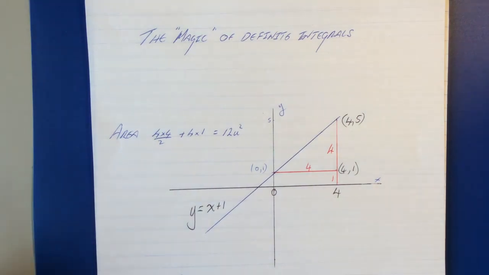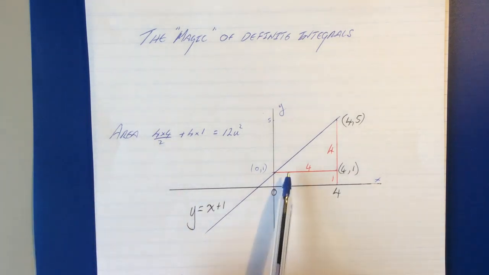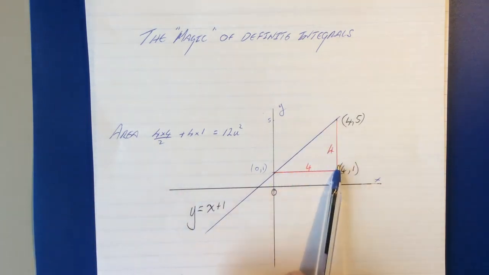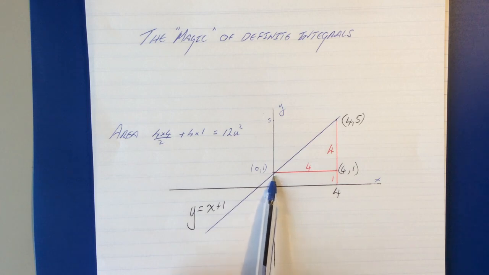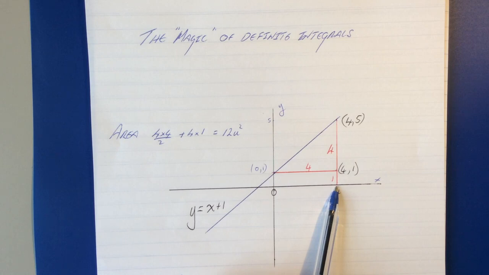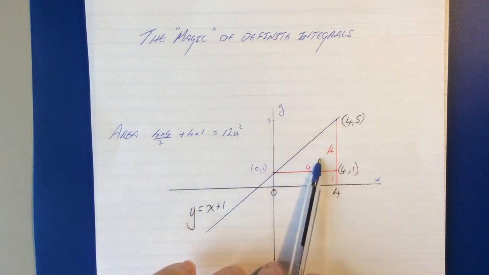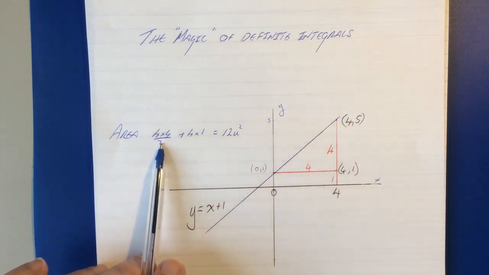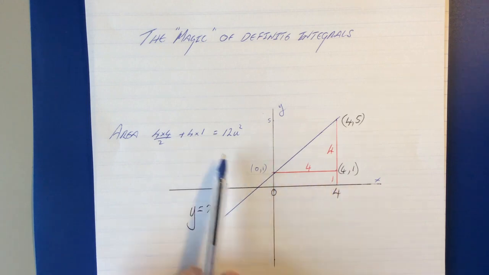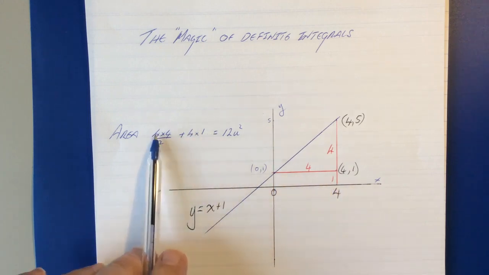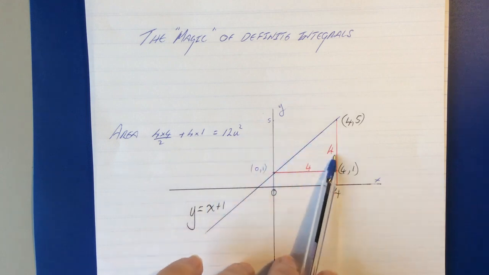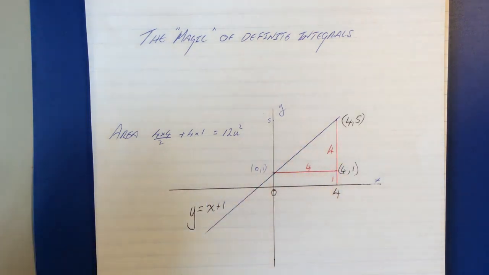Okay, so what I then do is I work out the area that is enclosed by this line and the x and y axis. So it's composed of a triangle and a rectangle, and it's really easy to work out. The area of the triangle is 4 times 4 divided by 2. The area of this rectangle here is 4 times 1. So this works out to 12 square units, whatever those units are.